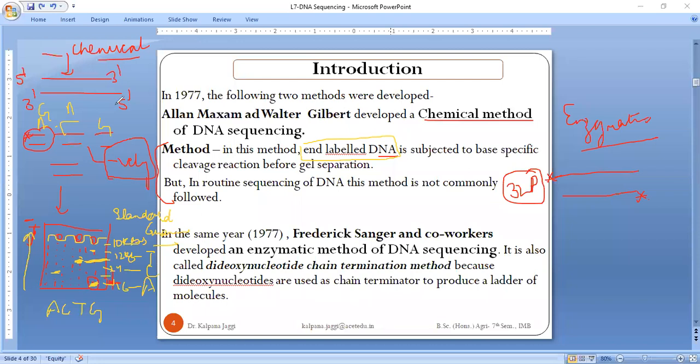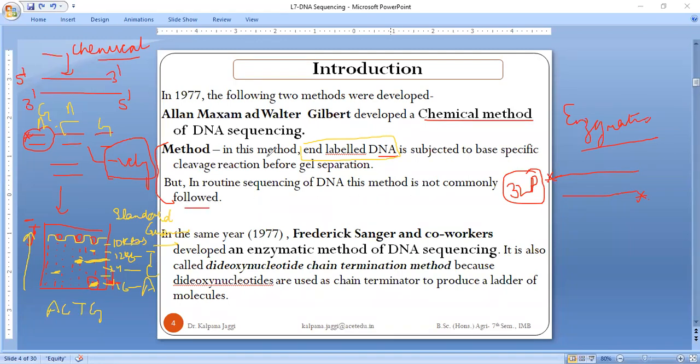And this labeling is done prior to the cleavage and prior to exposure to the gel for the separation of all the fragments. But if we talk about routines, then in routine this method of DNA sequencing is not commonly followed.